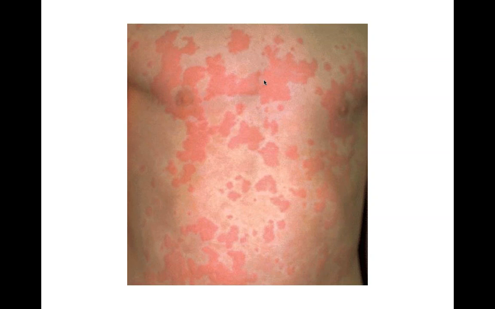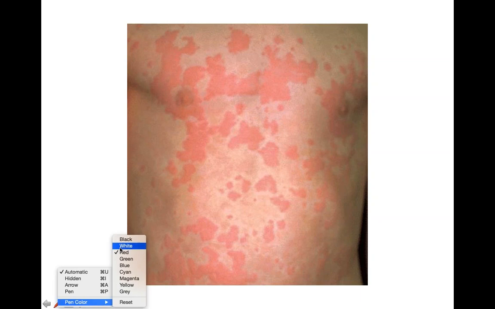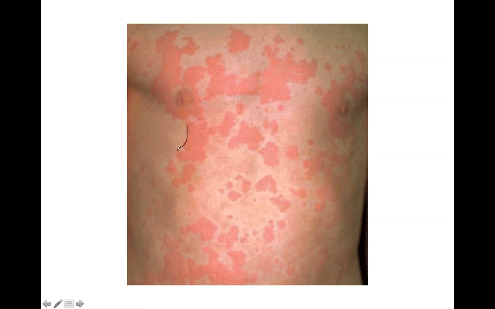It lasts a few minutes to hours, and it is itchy red wheals with sharp borders. So this is characteristic: itchiness, reddish, and sharp borders. Whenever you see a dermatological condition, you have to look at the borders. So there we have a sharp border.